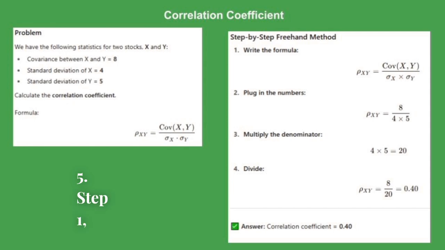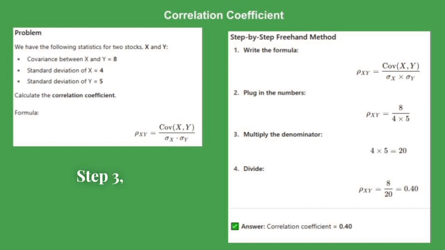Step 1, write the formula with the numbers. Correlation equals 8 divided by 4 times 5. Step 2, multiply the denominator. 4 times 5 equals 20.